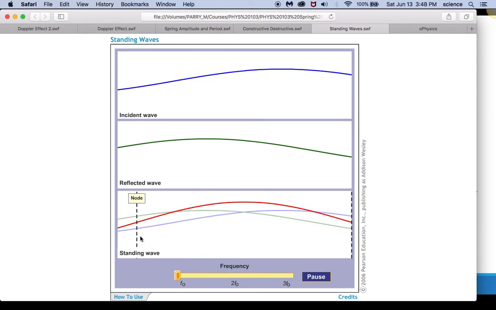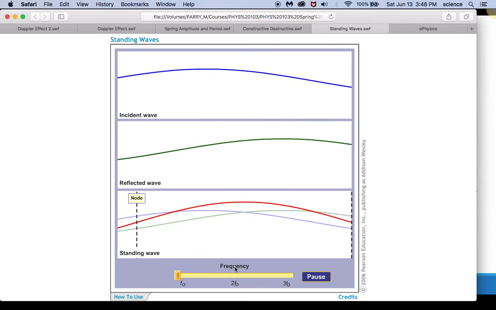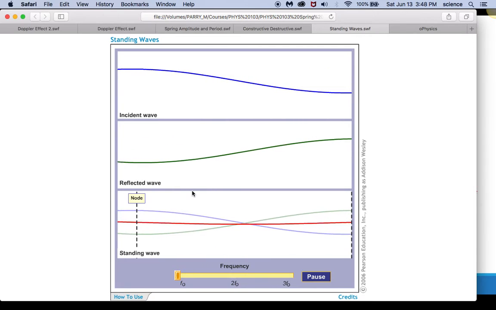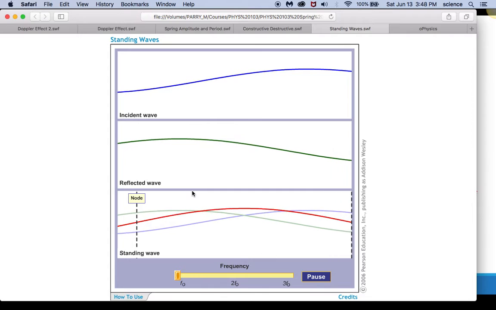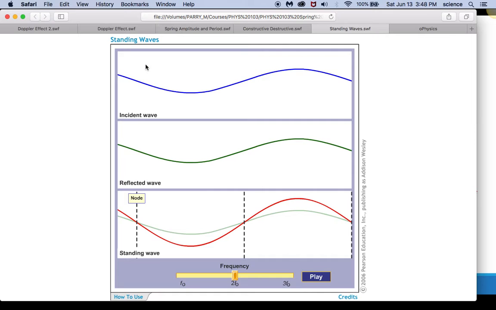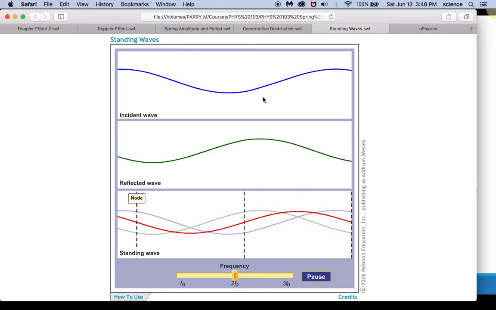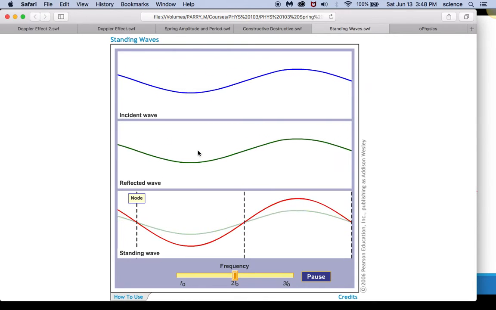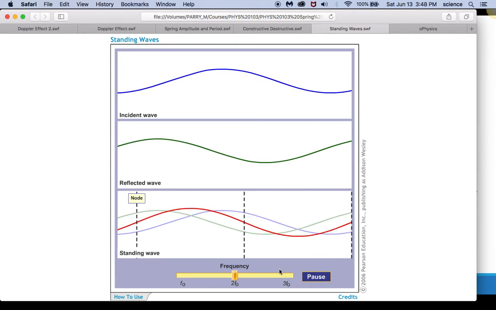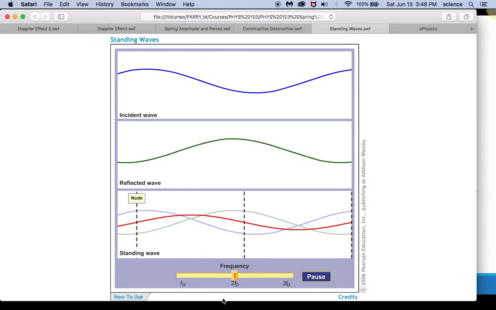For the first frequency where that occurs, you have a node on both ends and an antinode in the center for standing waves on a string. So let's assume that these waves had a frequency of 10 hertz. That's not necessarily what they have here, but for the purposes of this, let's say they do. If you doubled the frequency, so now my incident wave has a frequency of 20 and the reflected wave has a frequency of 20, I create standing waves again, except now I have two antinodes and three nodes, one at the very center and then nodes at the very ends.